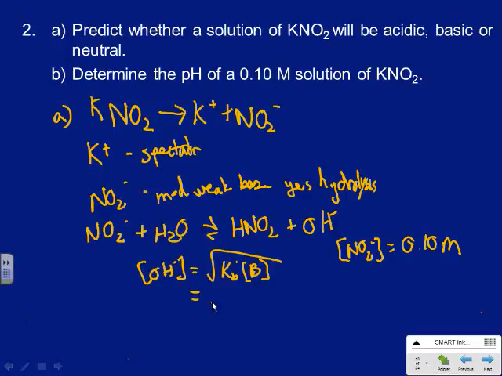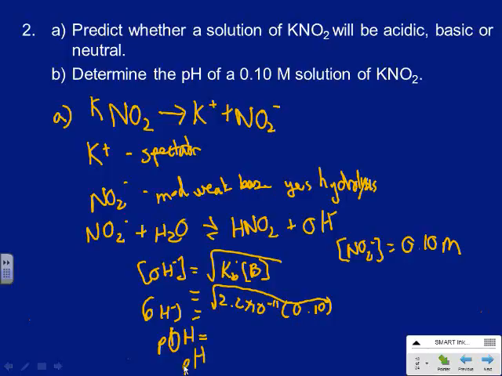So, root, that's a terrible root sign. What's the Kb for NO2 minus? Somebody have it? 10 to the negative 11 times 0.10, take the square root, get the OH minus, take the negative log, get the pOH, subtract from 14 and get the pH. This is where you don't clear your calculators. Just keep pounding through those answers.